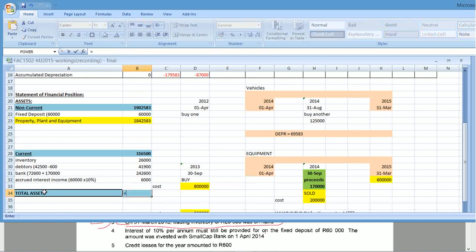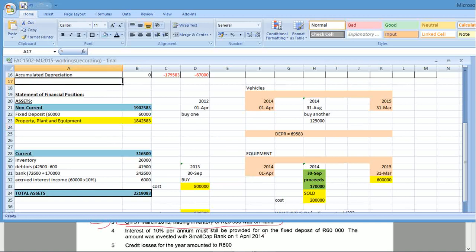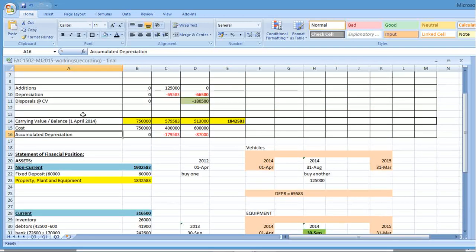For the total assets. The total assets would be my non-current plus my current. Great, and that completes this question. Right, now we need to go look at another question.